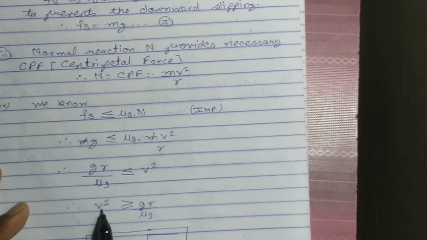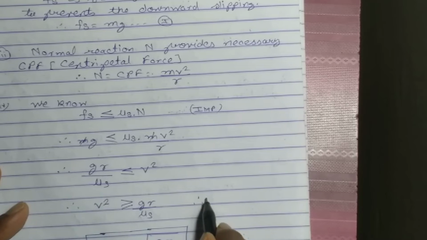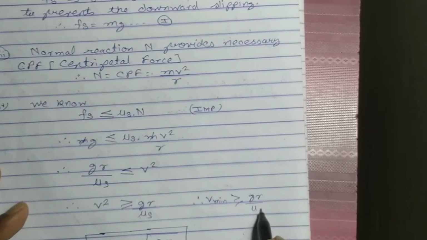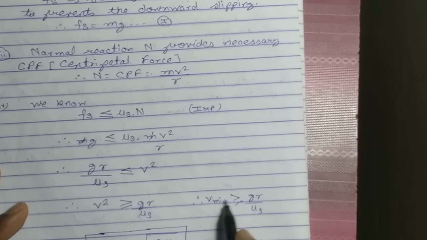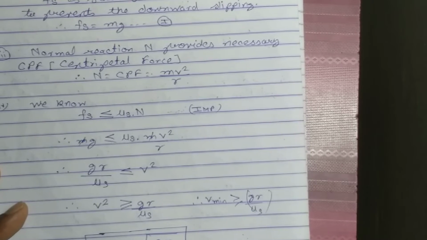Students, therefore what is v min? Therefore v min is greater than or equal to gr upon mu s. So what is the minimum? Greater than or equal to, meaning what? That is our requirement. So what is the minimum velocity along the horizontal circle of that vehicle?